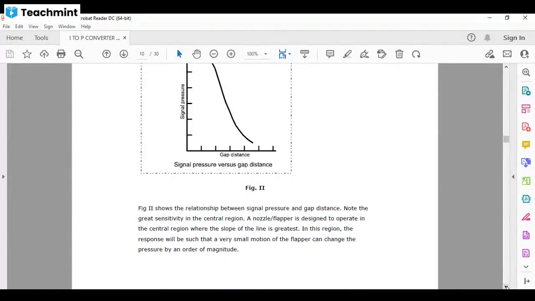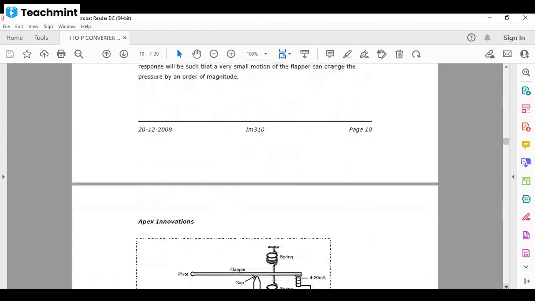Note the great sensitivity in the central region, and a nozzle or flapper is designed to operate in the central region where the slope of the line is greatest. In this region, the response is such that a very small motion of the flapper can change the pressure by orders of magnitude.